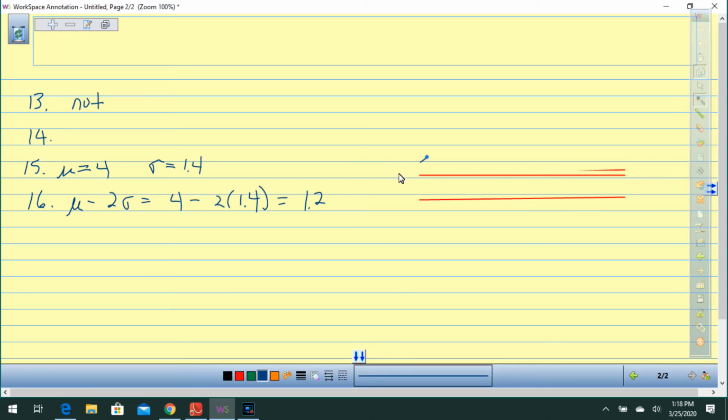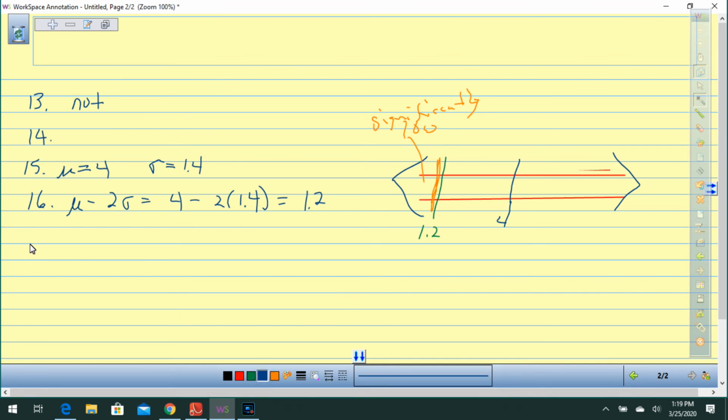That's not really straight, but anyway. So here is the middle, that's 4, okay? Two standard deviations would be here, and we'll say it's 1.2, okay? And one girl is less than that, so it is significantly low. So it is a significantly low number of girls.